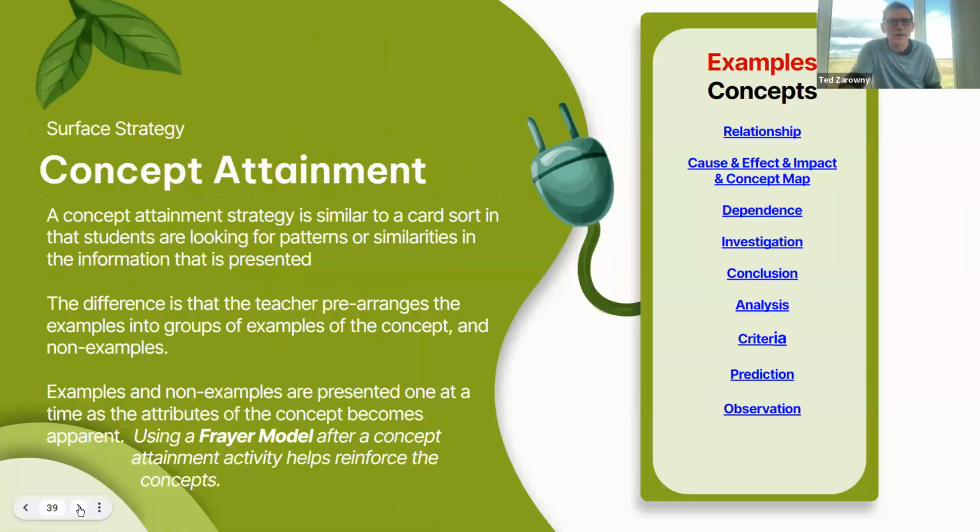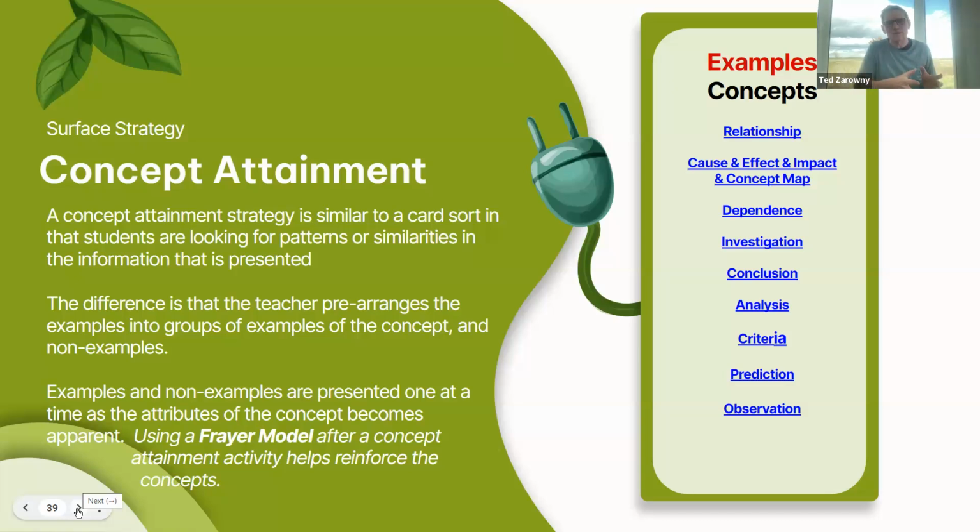Next, another way to introduce concepts to kids at the surface level is with the concept attainment model. Many of you may be familiar with that. It's giving kids one at a time examples and non-examples of the concept. It's kind of like a card sort, except it sort of moves it up. In a card sort, kids are organizing the cards first into examples of their categories and not. This eliminates that part and has the teacher already designed it: I'm going to pre-group them and one at a time present an example of the concept, a non-example, an example, a non-example.